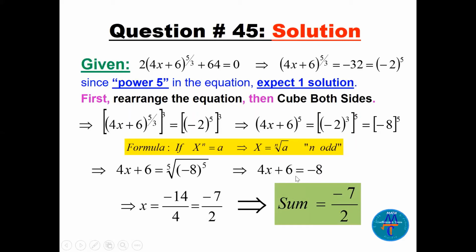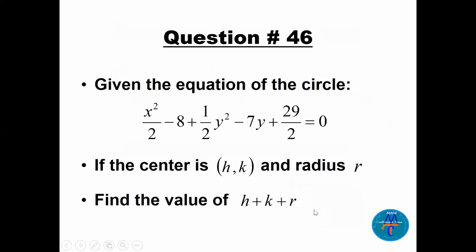So take this minus 14 over 4. So we have one solution. If we say find the sum, it is the only solution. Now let's go back here to the circles. We have seen some circles, very simple, nice, easy.